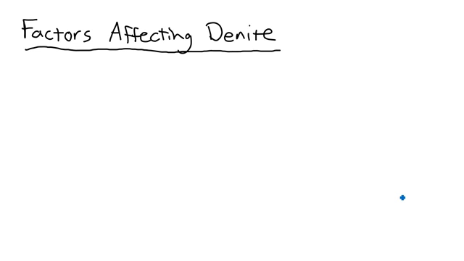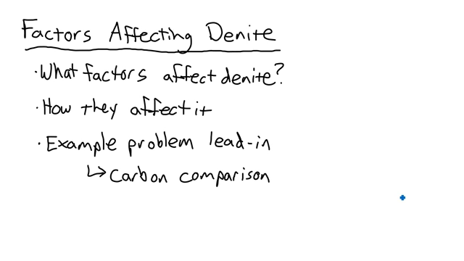All right, everyone, we're going to continue our discussion of denitrification by taking a look at some factors that affect denitrification. And in this lecture, we're going to talk about what are those factors that affect denitrification. We're going to look at how they affect denitrification, and I'm going to give you a lead-in to an example problem that you're going to have as part of this module where we look at a comparison of multiple different carbon sources that can be used for heterotrophic denitrification. So let's get rolling here.